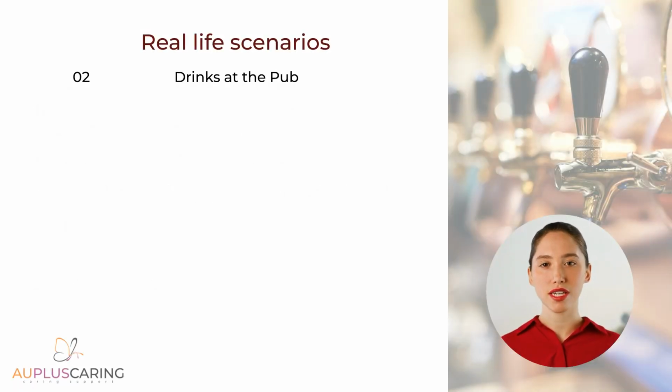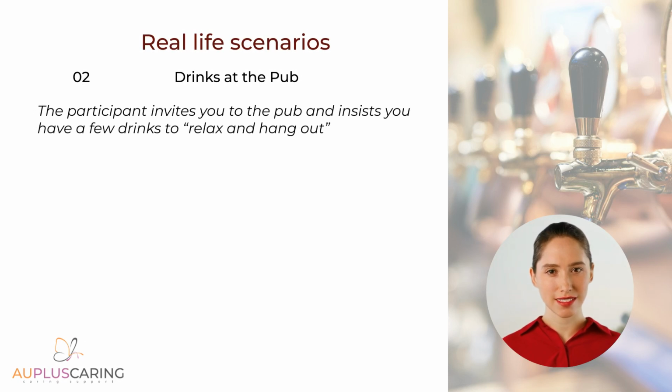Scenario 2. Drinks at the pub. Now picture this. A participant invites you to go with them to the local pub as part of their social goals. While you're there, they encourage you, maybe even insist, that you have a drink with them, saying things like, "Come on, relax, have a beer with me."